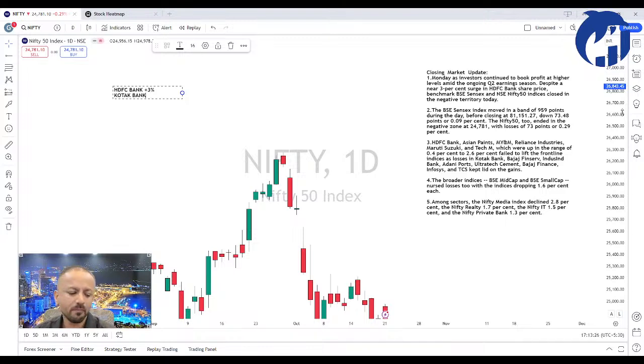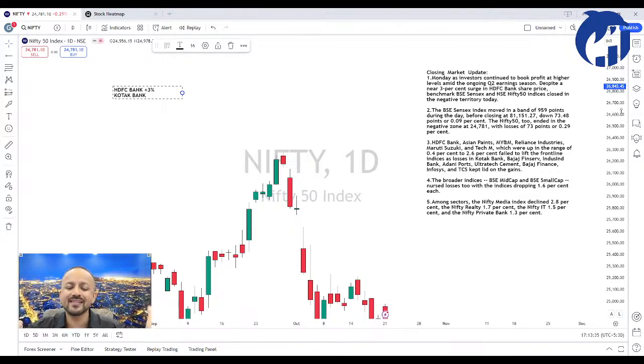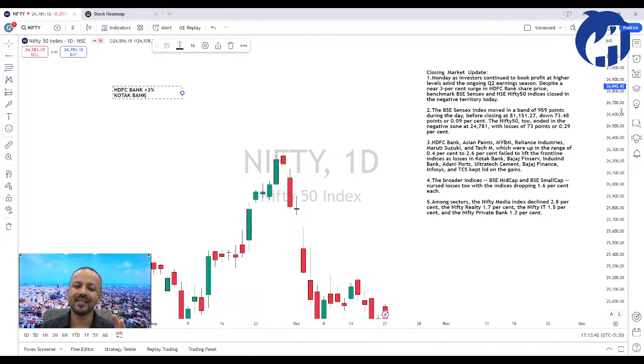So the broader indices, the BSE Midcap and the BSE Smallcap, also saw losses. Remember, if the big brothers, the Nifty and the Sensex, are commanding the sentiment for a particular day, generally the BSE Midcap and the BSE Smallcap, the companies that don't come under the blue chip companies but under the small and mid cap companies, follow in their footsteps, and they have a negative 1.6 percent.